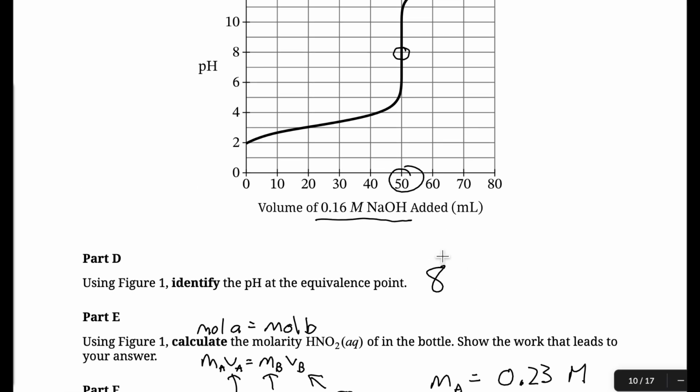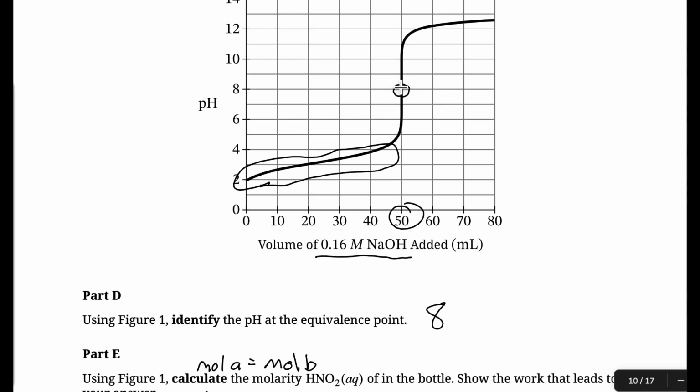So you can pick anywhere in this whole region, because at this point in time, the concentration of the acid is greater because it's before the equivalence point. Once you pass the equivalence point, then the relationship flips. So you can just put your X like here, for example.